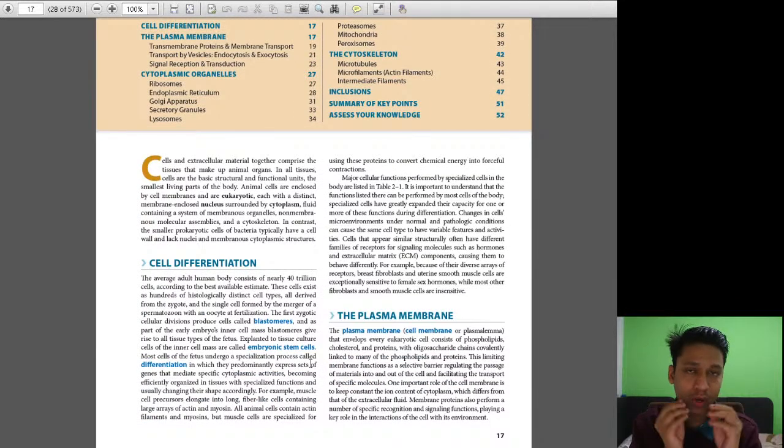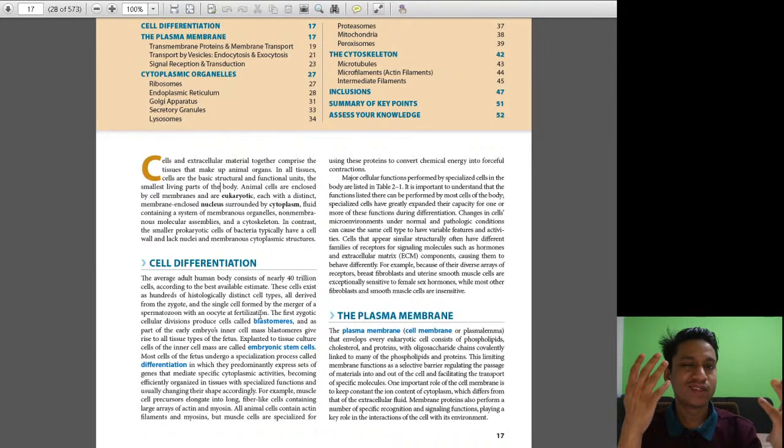Let's check what cell differentiation is. The average adult human consists of nearly 40 trillion cells according to the best available estimate. These cells exist as hundreds of histologically distinct cell types, all derived from the zygote, the single cell formed by the merger of a spermatozoon with an oocyte at fertilization. This takes us back to a little bit of embryology, how the first cell was derived from the first-ever fertilization of a sperm and an ovum.